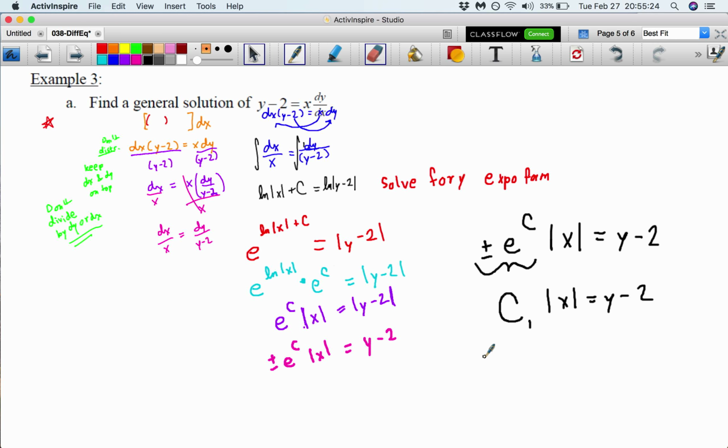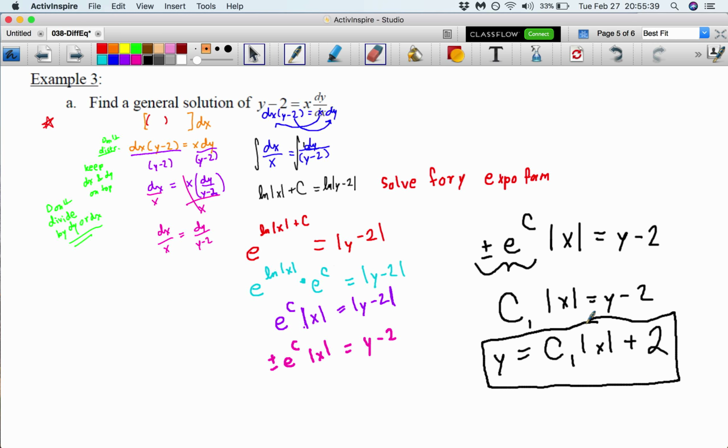And then last but not least, to solve for y, I would add 2 to both sides. C1 absolute value x, plus 2. The most common question I get here is why can't we just add 2 to the C? And that's because C1 is multiplying with the absolute value first. So I can't add 2. They're not like terms. The other most common question I get is, why couldn't we just put the plus or minus with the C1 in the earlier examples?